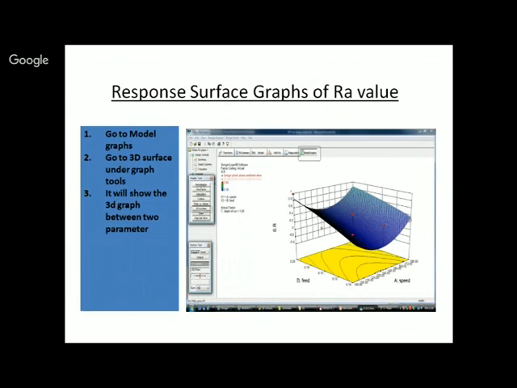Then there are response surface graphs. Response surface graphs give you the graphs in 3D form. From the model graphs you can go to 3D surfaces, and the 3D surfaces give the surfaces in 3D form. Yeah, this is the analysis.